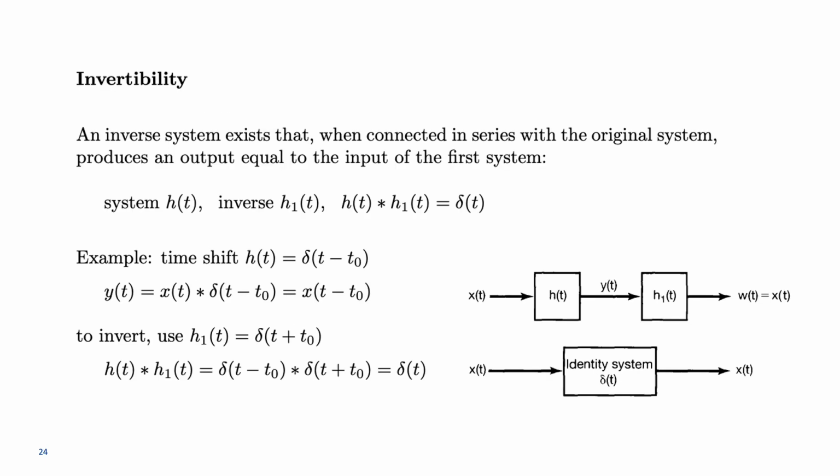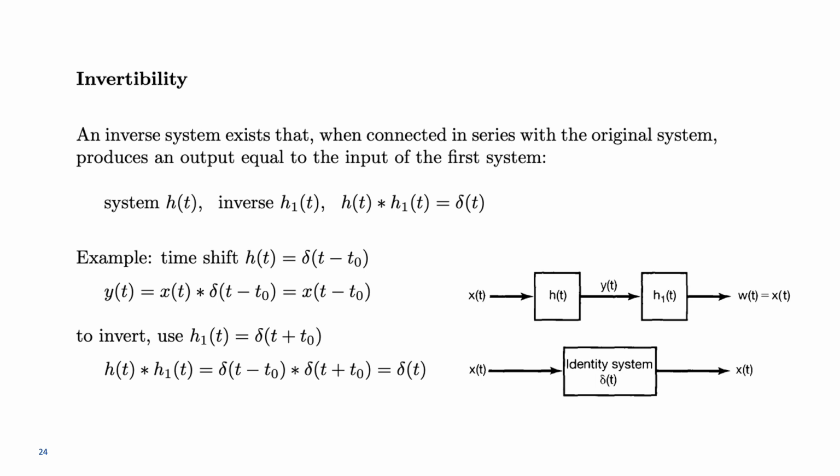What about invertibility? So an inverse system exists that, when connected in series with the original system, produces an output equal to the input of the first system. So that's the definition of invertibility. So let's explain it more in detail. Imagine you have a system h of t. Then if there's an inverse system h1 of t, then the convolution of h and h1 is equal to delta of t, which is a unitary system. It's a system that gives as output the same as the input.